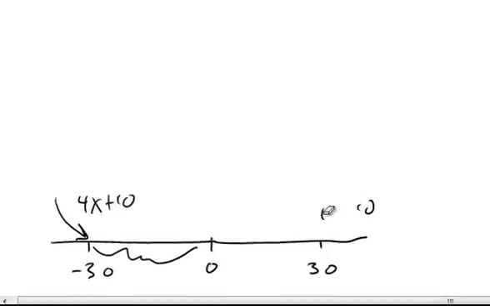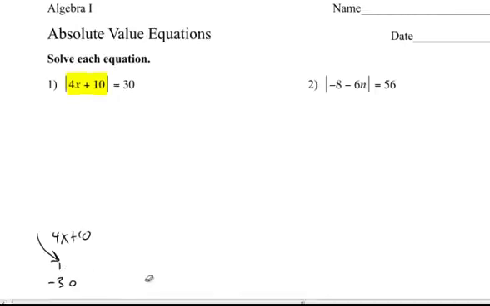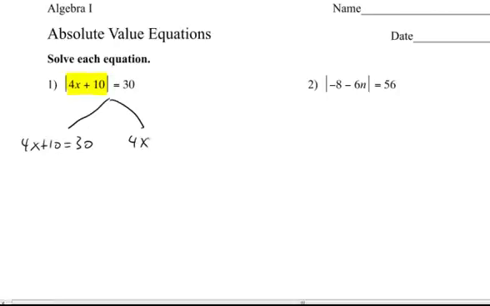Instead of graphing, we're going to look at this algebraically, meaning we're going to solve the equation. Once we get to a point where these absolute value bars are by themselves, meaning nothing on the outside, then we do this step where we say 4x plus 10 is either equal to 30 or 4x plus 10 is equal to negative 30. And then we solve for x and we get two values of x, and that will be our solutions.